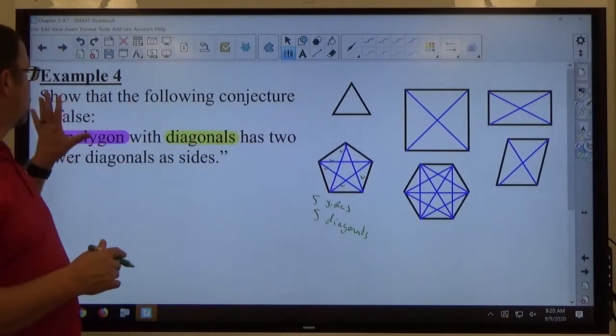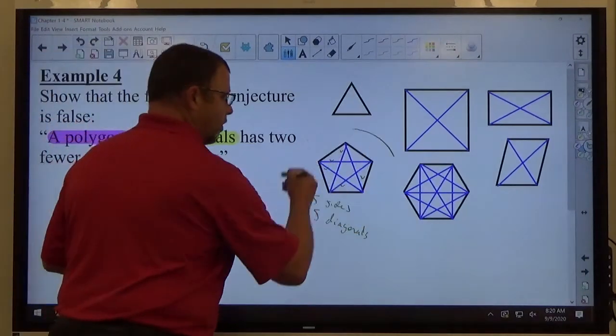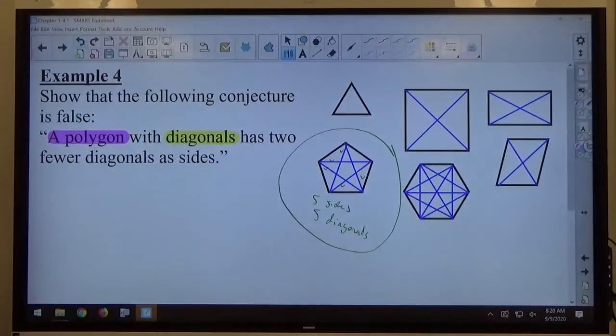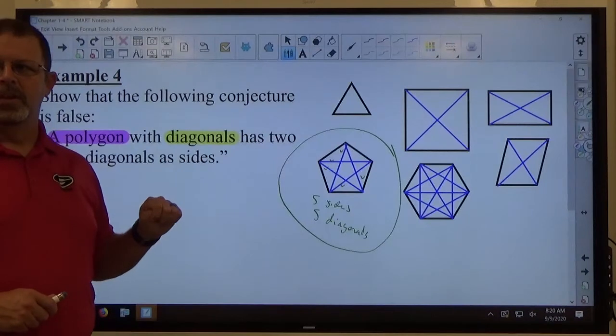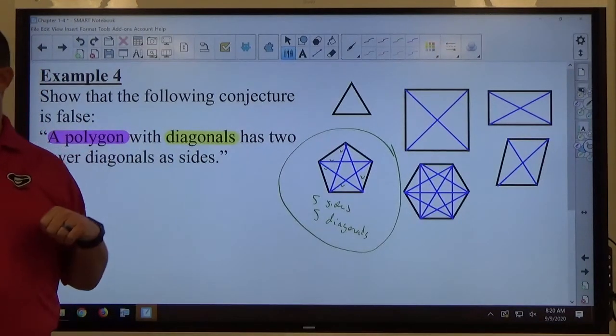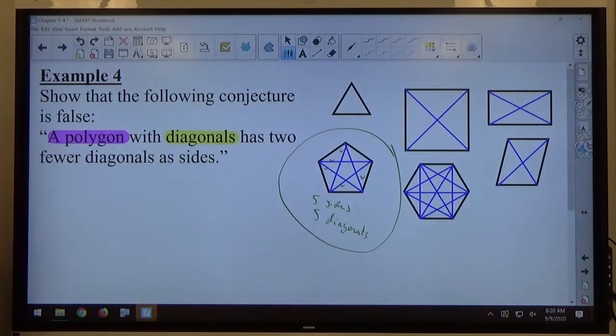So it says, show a counterexample. There's your counterexample. Right? That's all a counterexample is. They say something's true. You draw a picture or state a fact using their requirements that shows it's not true. That's all a counterexample is. Okay, you can see the hexagon also is a counterexample. You don't have to give me more than one. Again, one counterexample is sufficient to disprove anything.